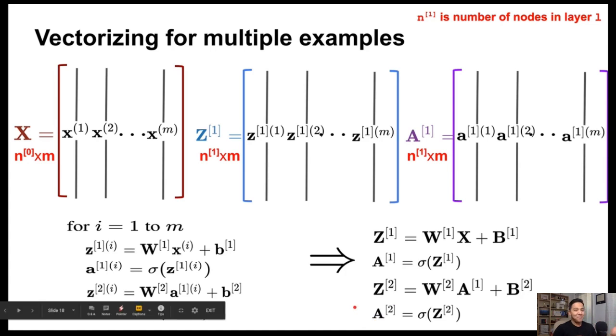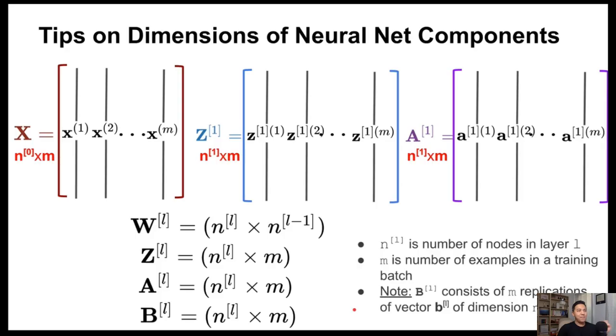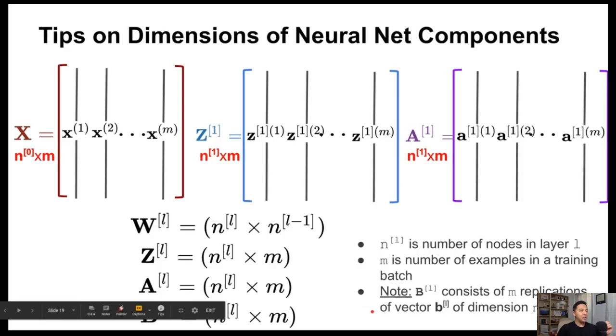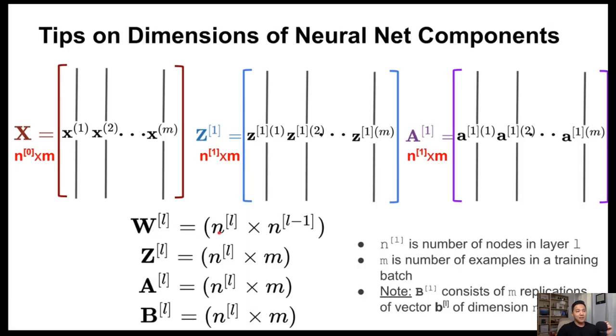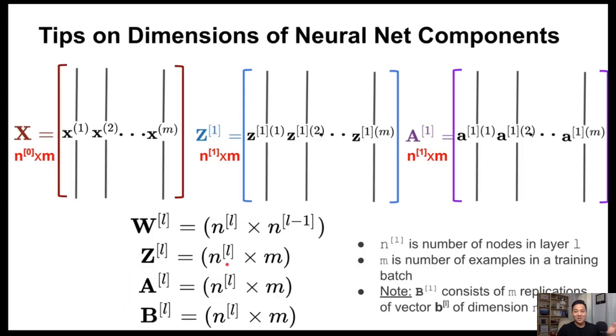And if you need a tip on the dimensionality of the neural net, here I provided to you. Always remember this. The weight dimensions always have the same dimension as the number of nodes in the current layer by the number of nodes in the previous layer, right? And then Z, A, and B would have the same dimension, which is the number of nodes in the current layer times the number of examples in your training batch, M. Note that B consists of replications, right?